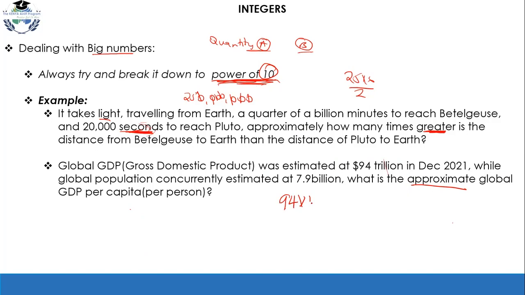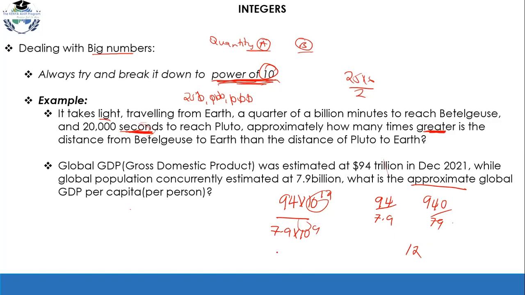So trillion is what? 12 zeros. And then 7.9 billion. Billion is 9 zeros. So ignore these first. Let's work with 94 divided by 7.9. This is the same as 940 divided by 79. This is going to give you 12 point something.